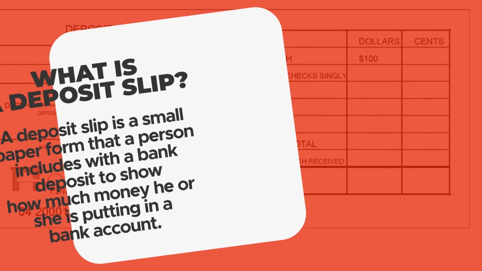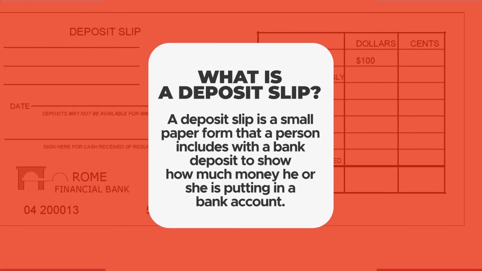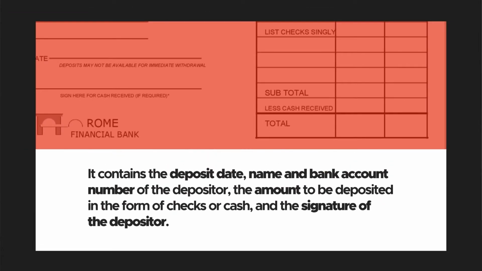Now, let us go back to the story of Anna. What is a deposit slip? And what should we write in the depositor's name? A deposit slip is a small paper form that a person includes with a bank deposit to show how much money he or she is putting in a bank account. It contains the deposit date, name and bank account number of the depositor, the amount to be deposited in the form of checks or cash, and the signature of the depositor. Specifically, a person who deposits or places money in a bank is called a depositor.